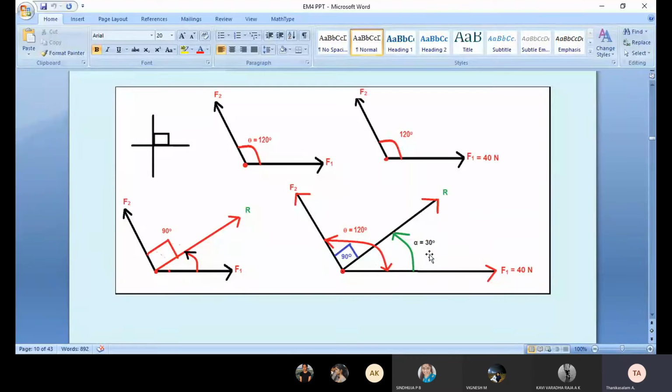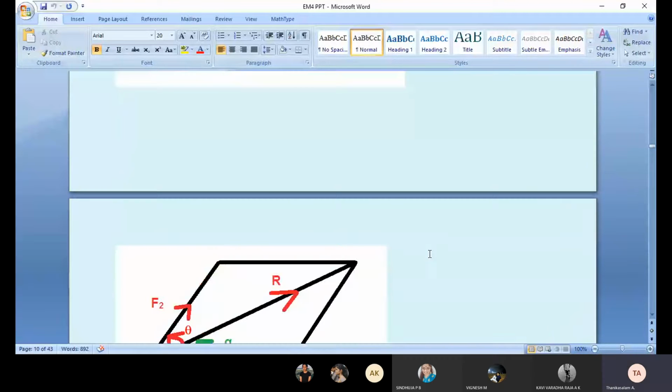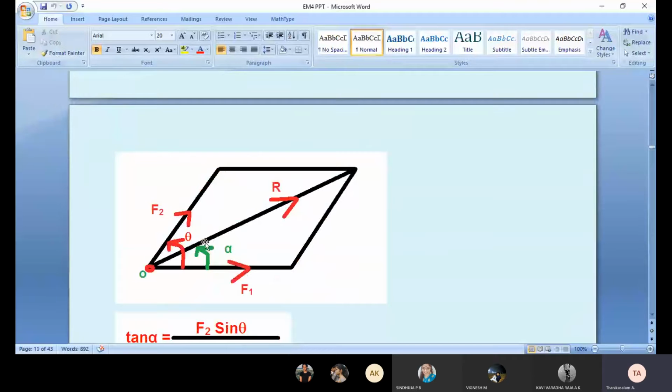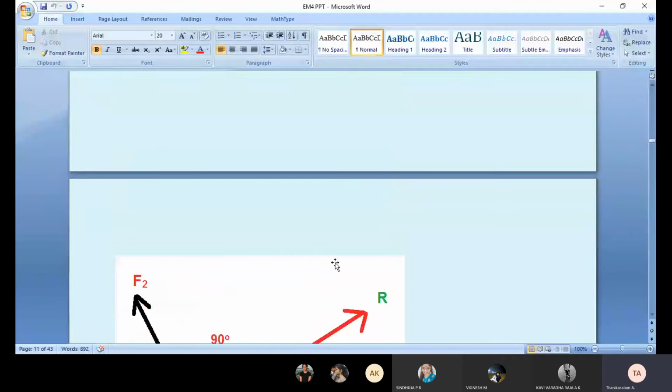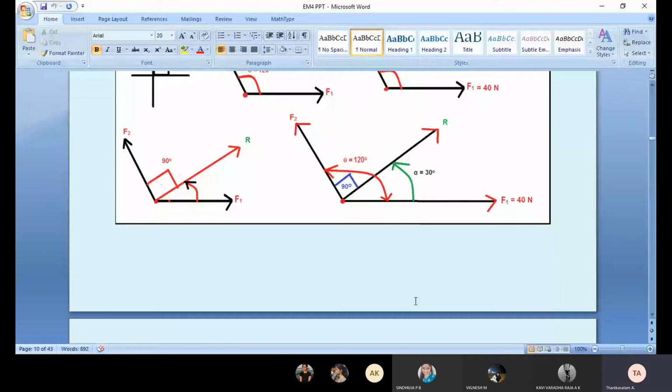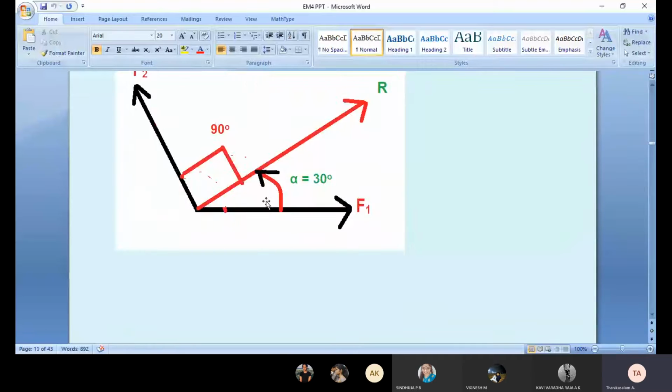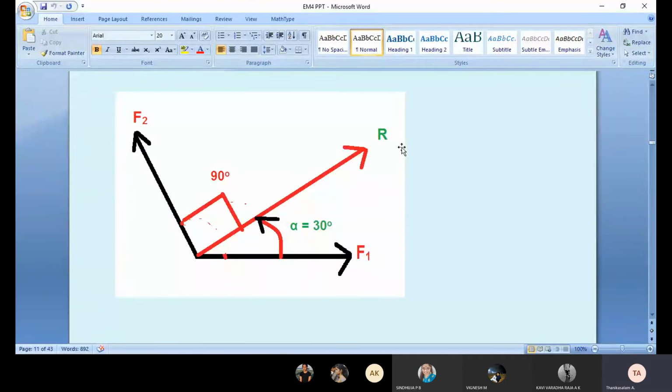Why have I put the alpha? For the parallelogram. That's why I put the alpha here. So alpha equals 30 degrees. Now see this diagram, you will understand. F1, F2, the resultant is 90 degrees with respect to the smaller one. So the balance is 30 degrees, totally 120. So now we know alpha equals 30 degrees.